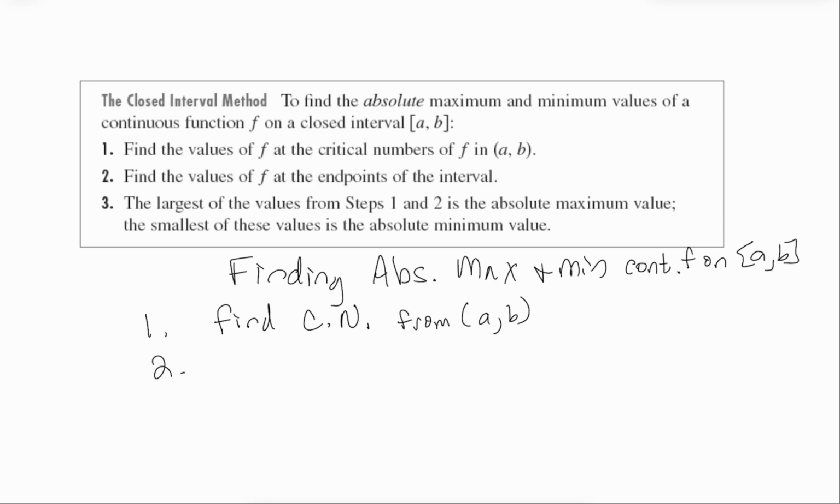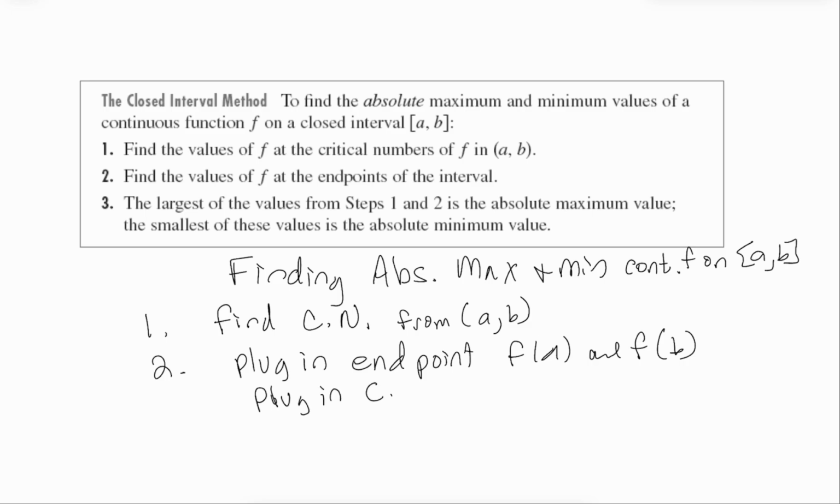Second thing we do is we're going to plug in the endpoints of the interval. So we're going to find f of A and f of B. Now we're plugging them into the original function. And then you're going to plug in the critical numbers we found into our function. And then you're going to compare. What are the largest? What are the smallest?